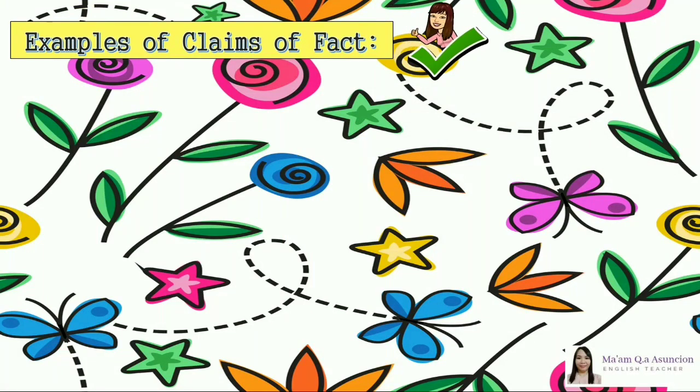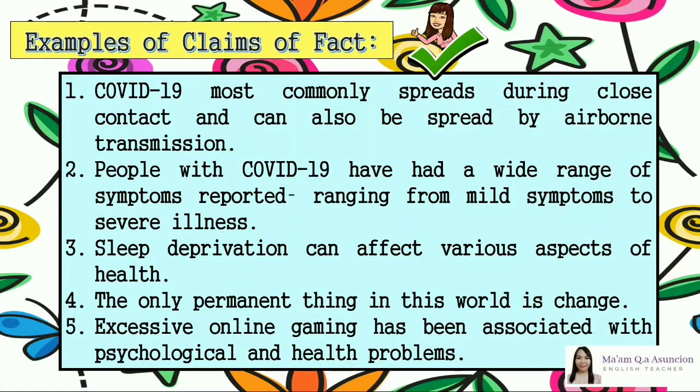Here are examples of claims of fact. Number 1. COVID-19 most commonly spreads during close contact and can also be spread by airborne transmission. Number 2. People with COVID-19 have had a wide range of symptoms reported, ranging from mild symptoms to severe illness.